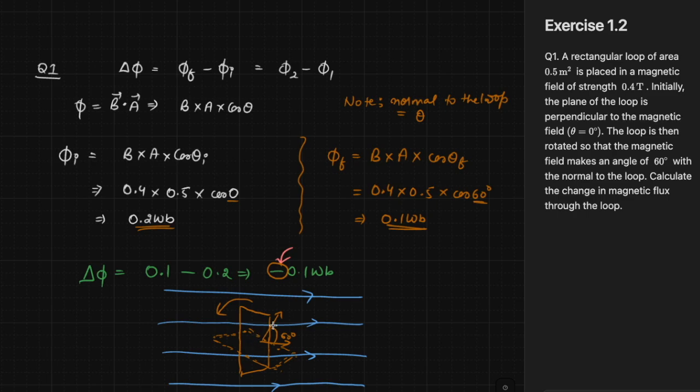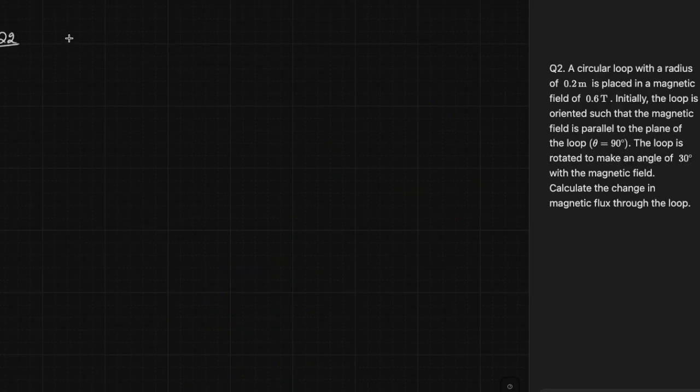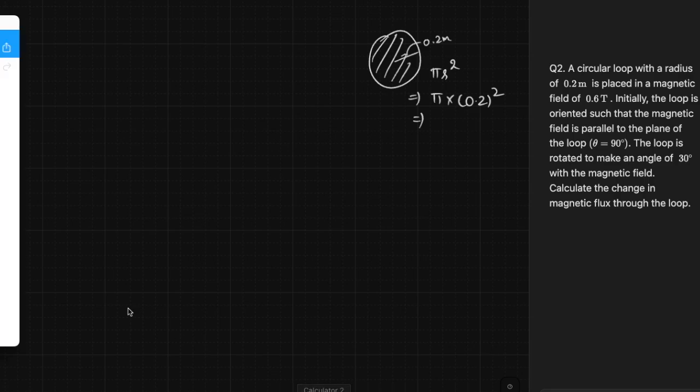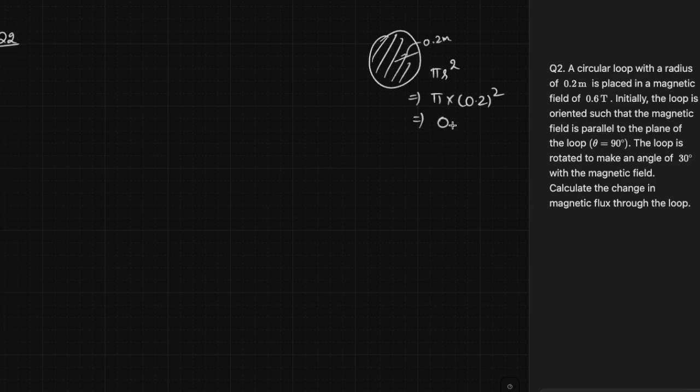Let's do the next question. So let us read the question. A circular loop with a radius of 0.2 meter. So here is a circular loop and the radius is given as 0.2 meter. We can straight away calculate the area using the formula pi r square. So it will be pi into 0.2 square, and that will come out to be 0.125 meter square. Okay, that is done.